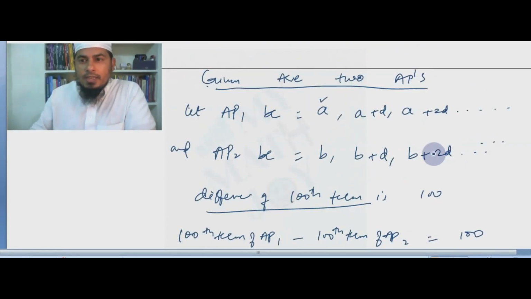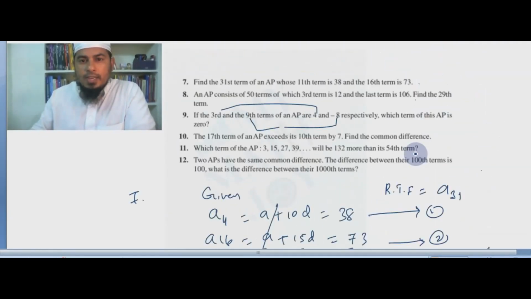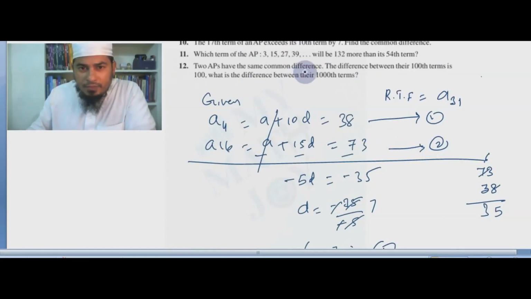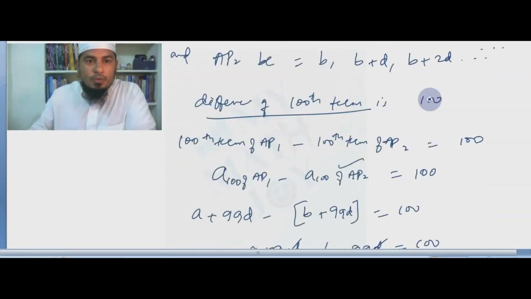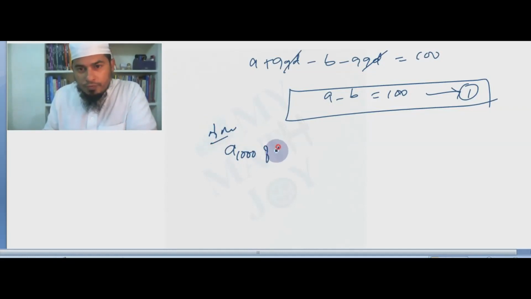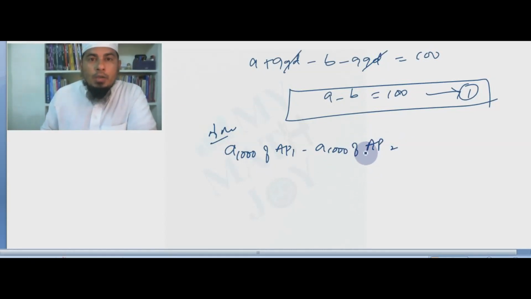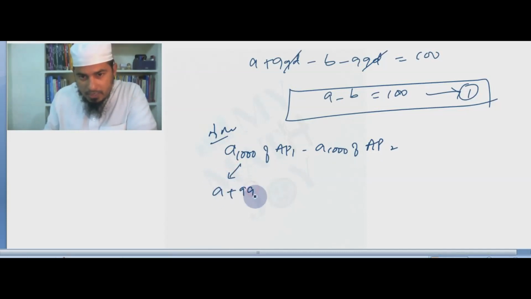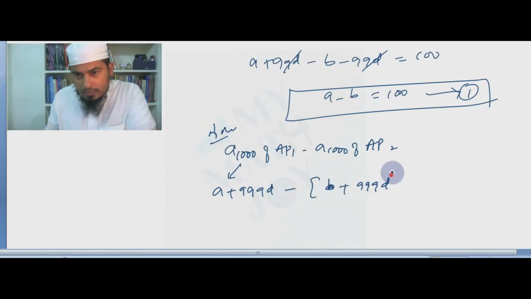In the question, at last, he told us that the difference between the 100th terms is 100. Now, what is the difference between the 1000th terms? So now let us go to the 1000th term. The 1000th term of AP1 minus the 1000th term of AP2 is the difference between the 1000th terms of these two APs. So it will be a plus 999d minus b plus 999d.